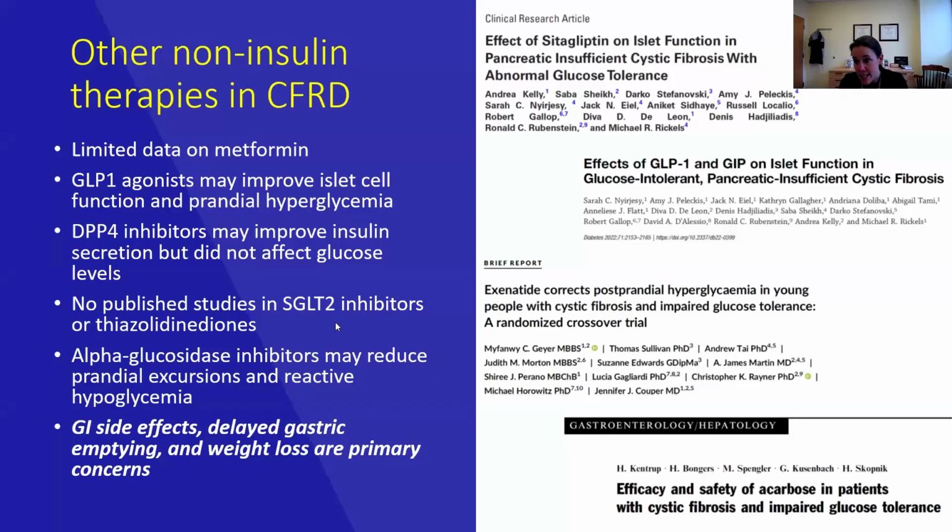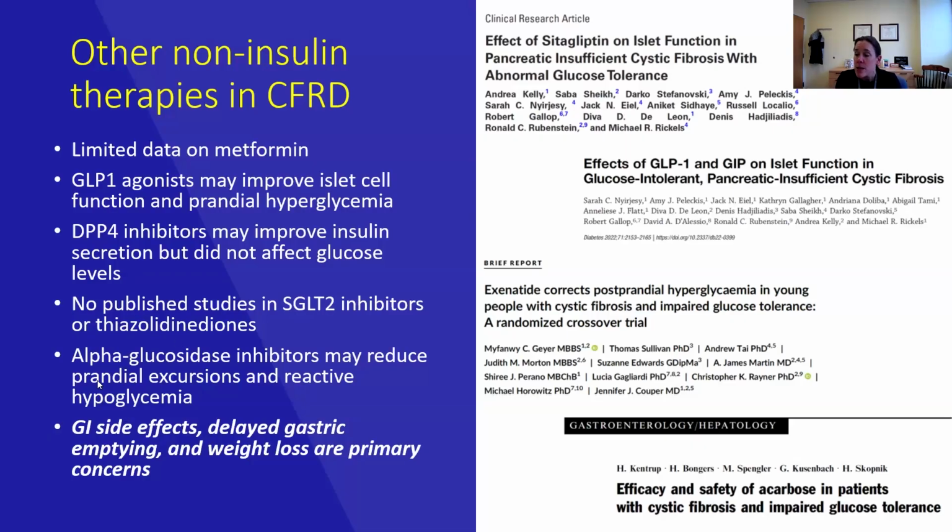And then since then, there have also been multiple studies looking at other non-insulin therapies. Now, I'll say in metformin, there's very limited data, and there are some case reports that it seems to be safe. There have been studies shown here where GLP-1 agonists may improve islet cell function and improve prandial hyperglycemia in people with CFRD. There's another study suggesting that DPP-4 inhibitors may improve insulin secretion, but did not have an effect on glucose levels. There have been no studies at all in SGLT2 inhibitors.